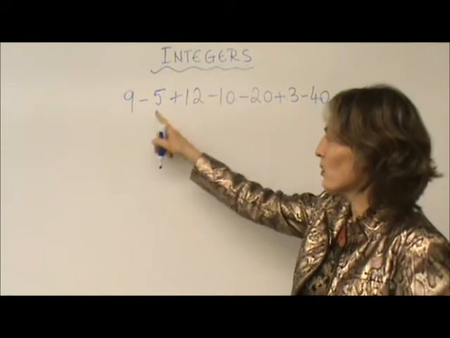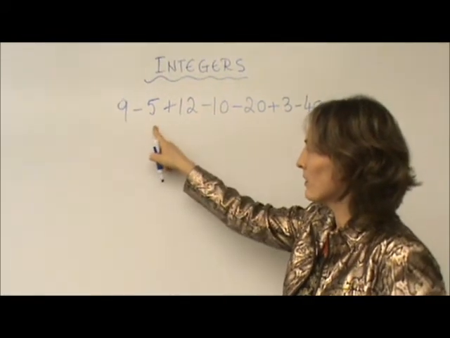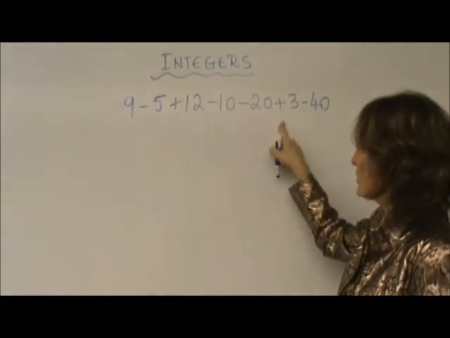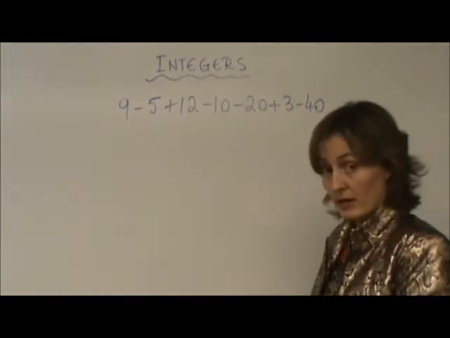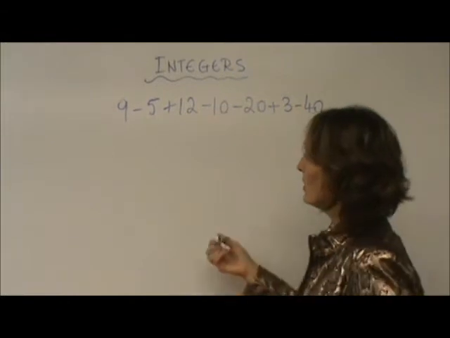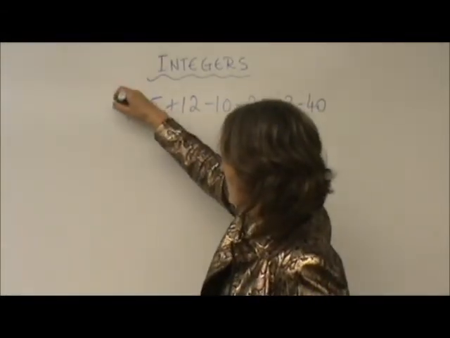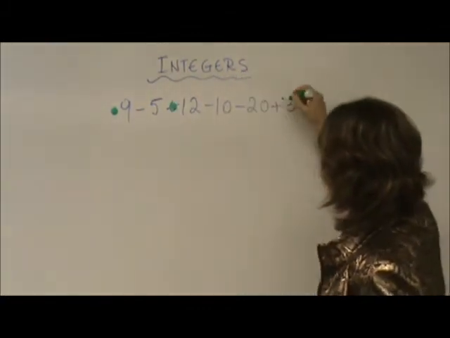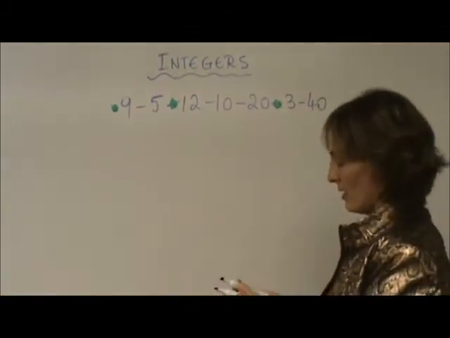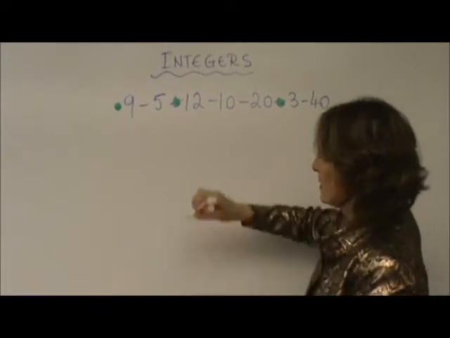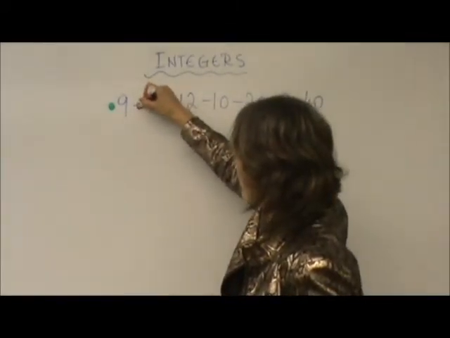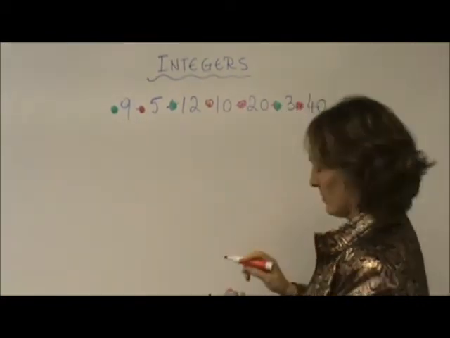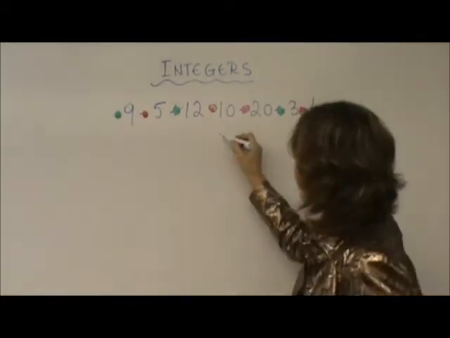Good. Integers problem number 2. I have 9 minus 5 plus 12 minus 10 minus 20 plus 3 minus 40. But again, I'll look at this as my money earned: positive 9, positive 12, positive 3. Negative numbers are money that I spent. I spent $5, I spent 10, I spent 20, I spent 40. And I'll make a chart.